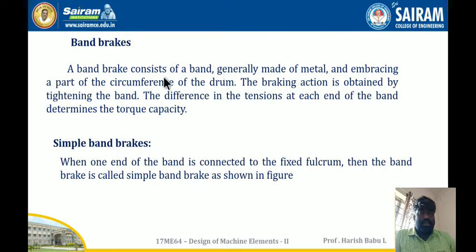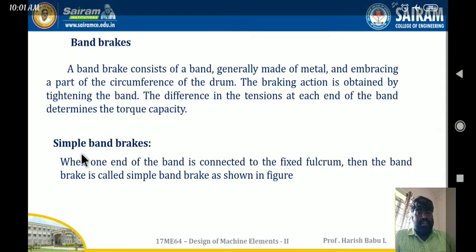Hi students, in this video I want to discuss the second type of mechanical brakes, that is the band brakes. A band brake consists of a band, generally made of metal, embracing a part of the circumference of the drum. The braking action is obtained by tightening the band. The difference between the tensions at each end of the band determines the torque capacity.